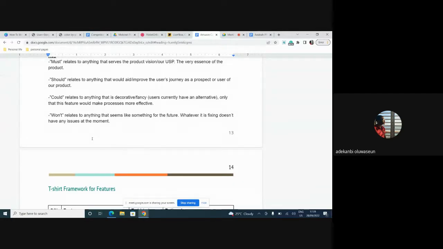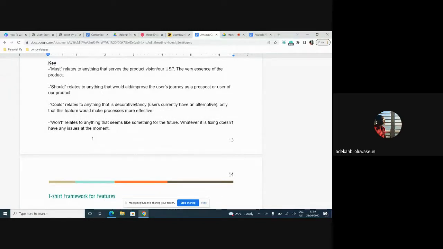An example of must is, for instance, you are building a payment product. If you are building a payment product, it means that there must be a payment gateway. There must be something that charges the customer. If you have a product that does not charge a customer and you are calling it a payment platform, it means that it's nothing. The purpose is defeated. So those features are classified under the must category.